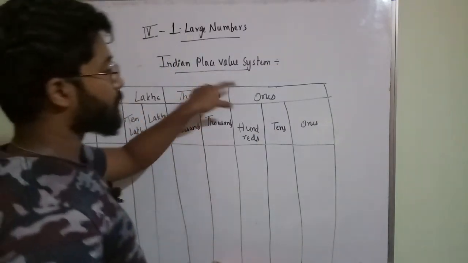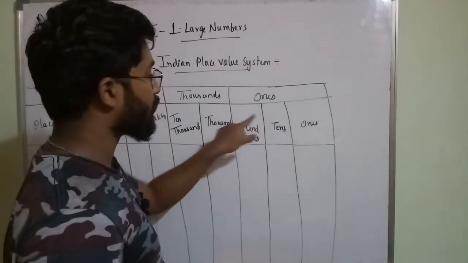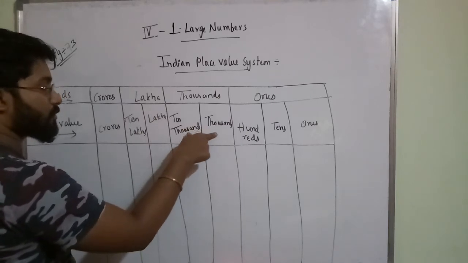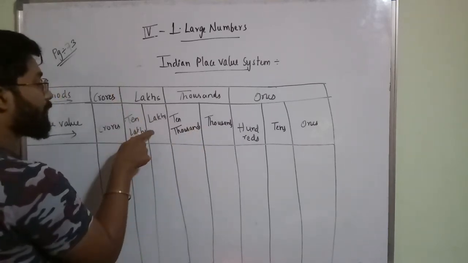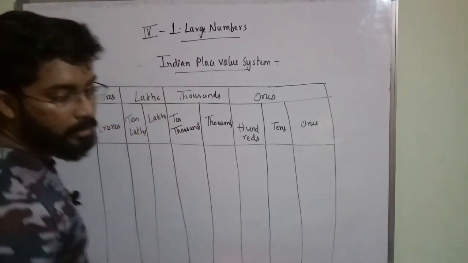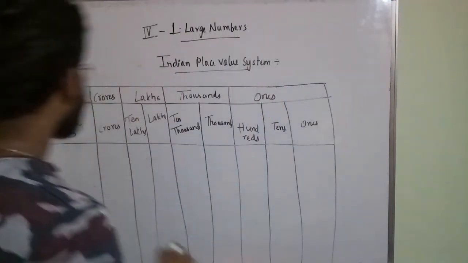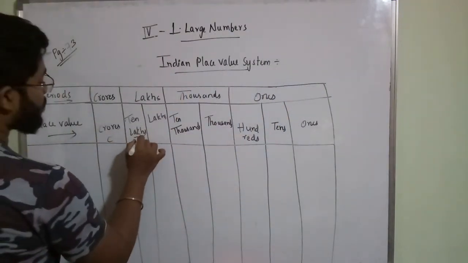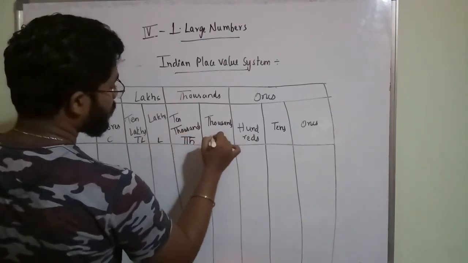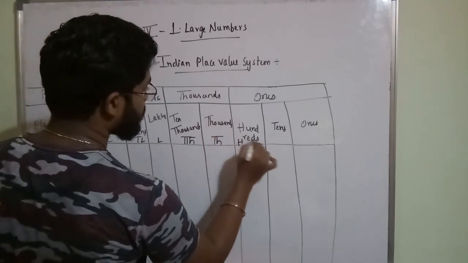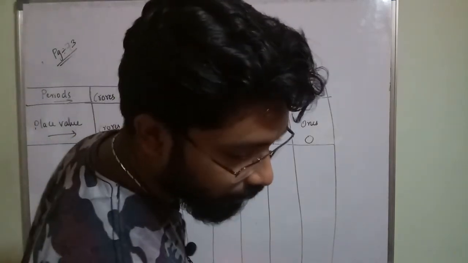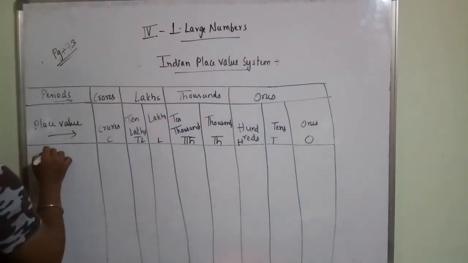So let us see. In the Indian place value system, in the ones period we are having 3 place values: ones, tens, hundreds. In the thousands period you are having only 2: thousands, 10,000s. In lakhs you are having only 2 place values: lakhs, 10 lakhs. In crores you are having crores. So you will represent crores with C, 10 lakhs with TL, lakhs with L, 10,000s with TTH, thousands with TH, hundreds with H, tens with T, and ones with O.